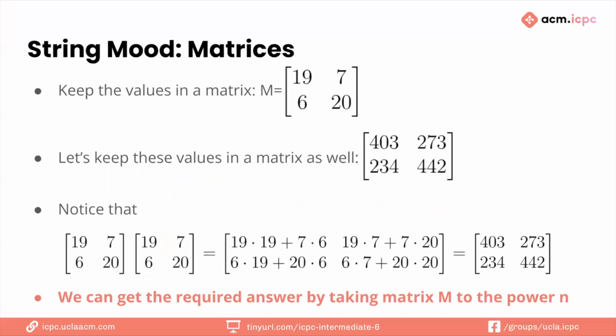So if not, let's take a look at our matrix that we wrote a couple of slides ago. We can keep these values that we got on the previous slides in a matrix as well, in the following way. One interesting observation is that the matrix that we get for 2 characters is actually the square of the original matrix that we got for 1 character. And it's not difficult to observe that we can get the required answer with n characters by taking matrix M to the power of n. Each time we multiply by matrix 19, 7, 6, 20, we add 1 more character. So if we take this matrix to power n, we'll consider all strings of length n.